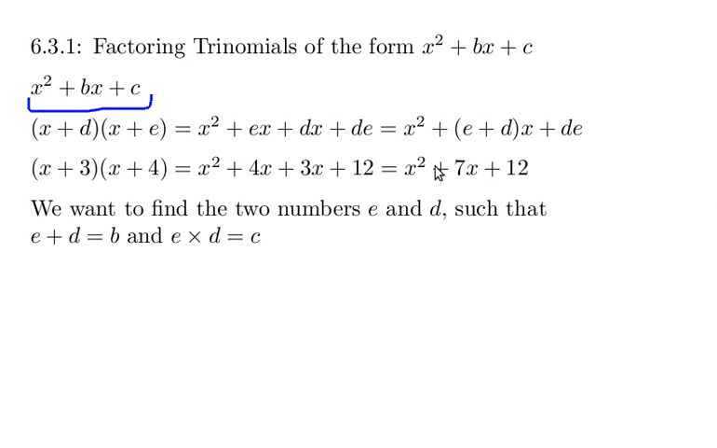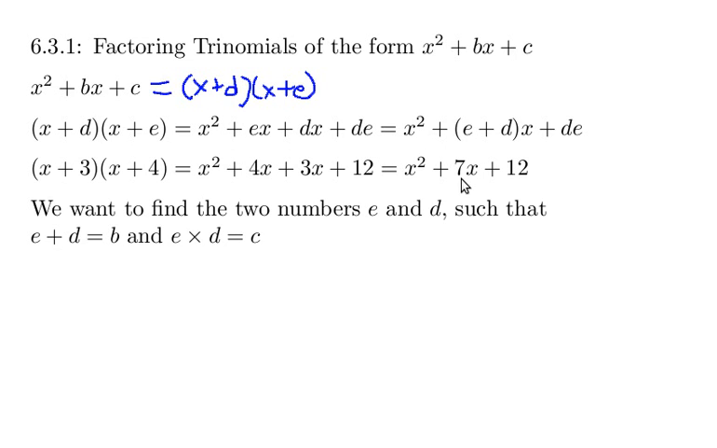Okay, so if we have this x squared plus bx plus c, we want to put this in the form x plus d times x plus e. And we want to find two numbers e and d such that e plus d equals the middle number. So when you add these two together, it'll equal b. When you multiply them together, it'll equal c.